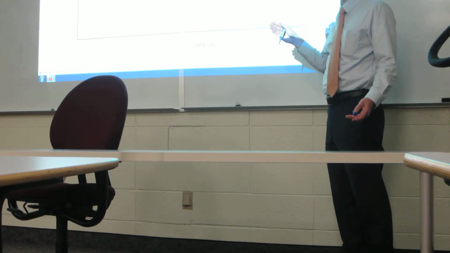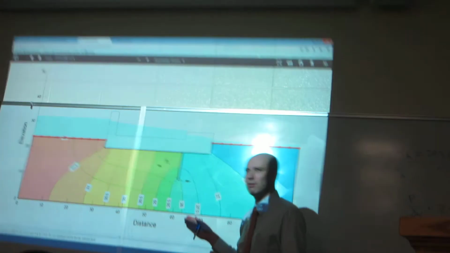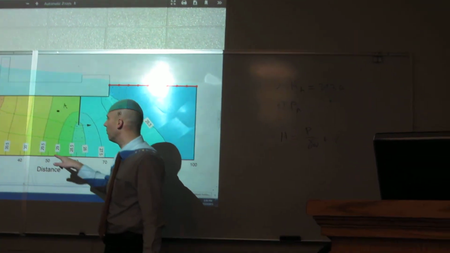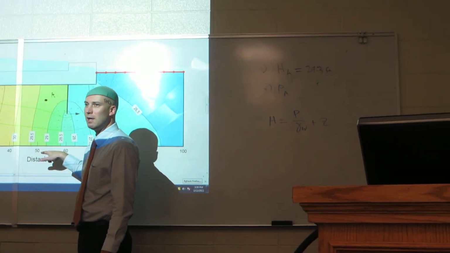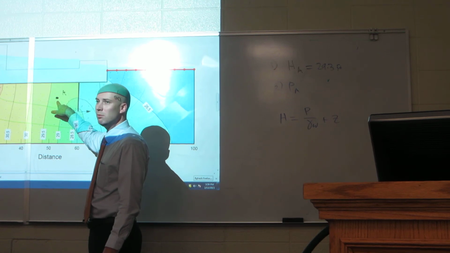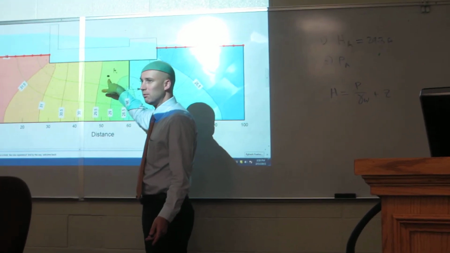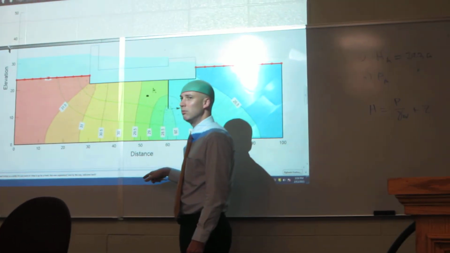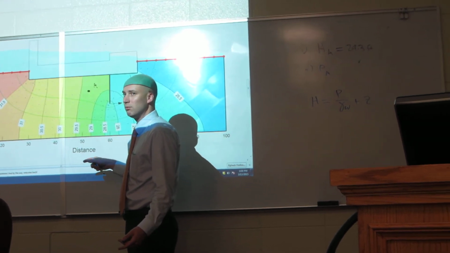Do I know this? Yes. What's this? It's about 18-ish. This is just the elevation head. How do I get it? It's the vertical distance from my point to the datum. If I'm above the datum, it's positive. If I'm below the datum, it's negative.